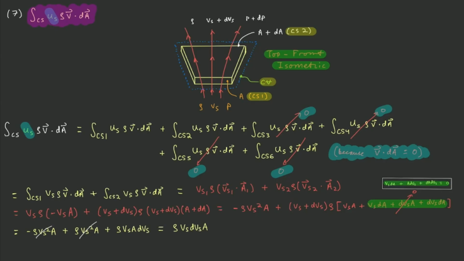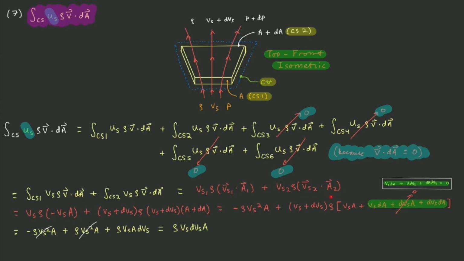What is Vs1 dot A1? Well, that's just equal to negative VsA, right? Because for control surface 1, the velocity is going up, the outward area is going down, so to speak, and so we have negative VsA. We have our plus sign here, and then we have Vs2. What is Vs2? Well, it's Vs plus dVs, right? Because that's the velocity at control surface 2.